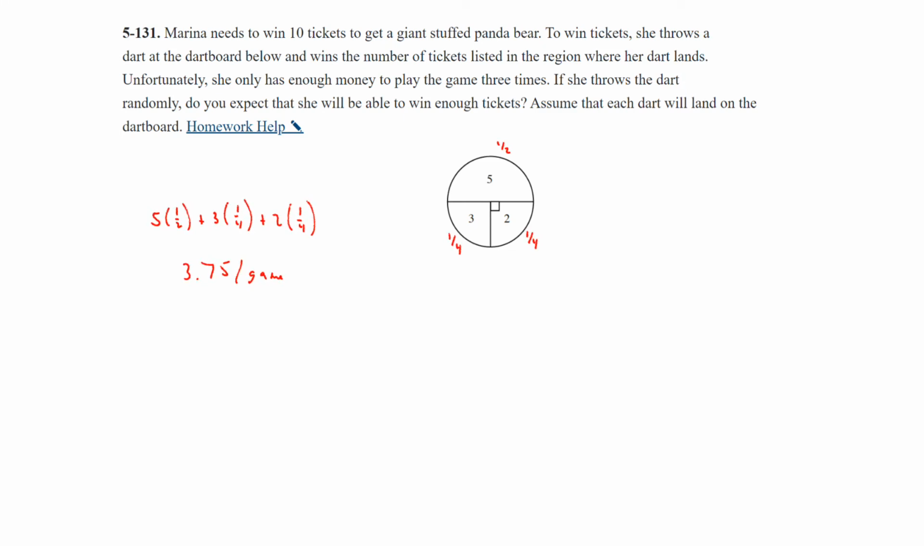Well, if she has enough to play the game 3 times, then you'll take 3 times the expected value, and that will give you 11.25 for 3 games. So she needs 10 tickets. So assuming that each dart lands on the dartboard, will she have enough to get the giant stuffed panda bear? And the answer to that is yes.